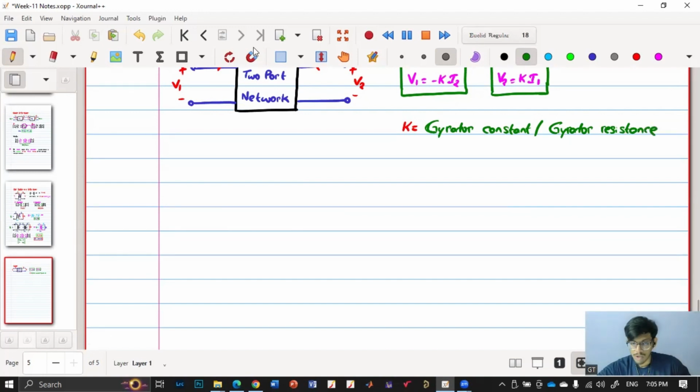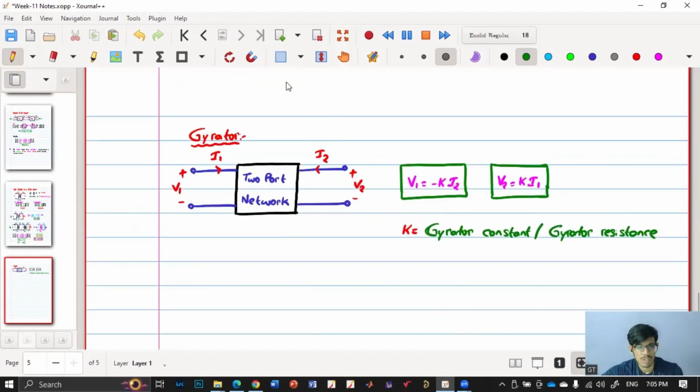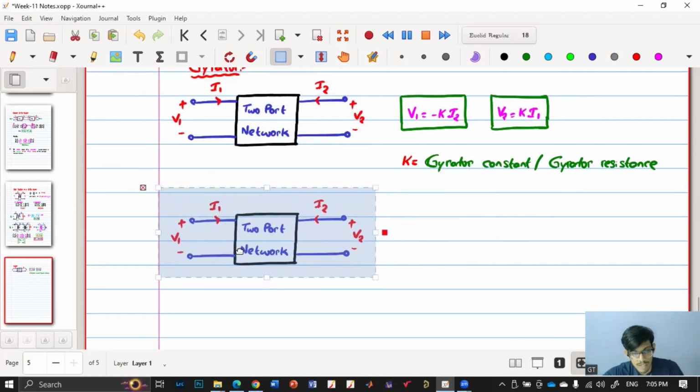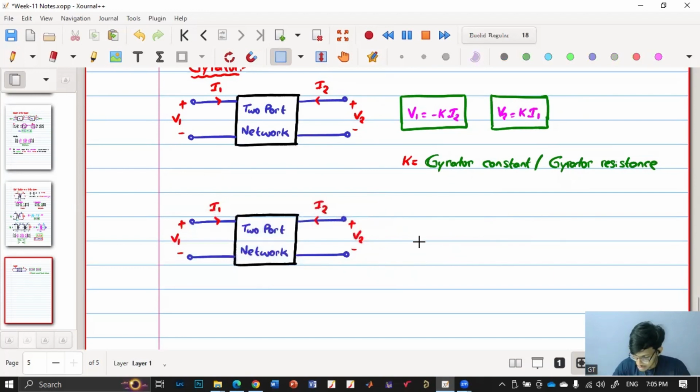This is just a basic definition of the functionality of the gyrator. Now we'll consider another quick example where on the right-hand side we will be connecting an inductor. Now we ask what is the impedance seen at this port.